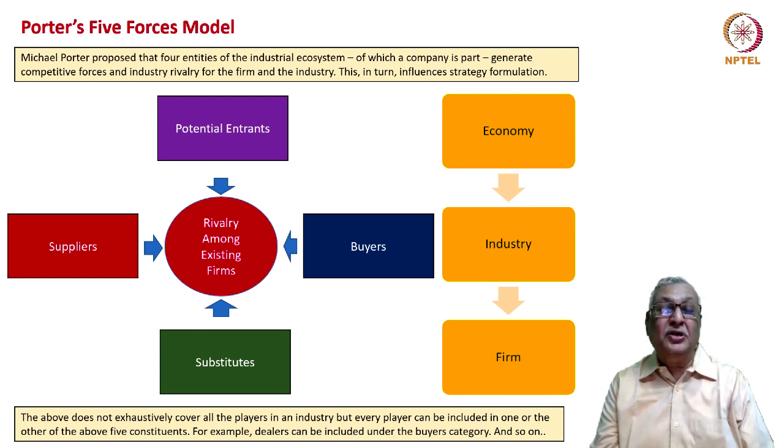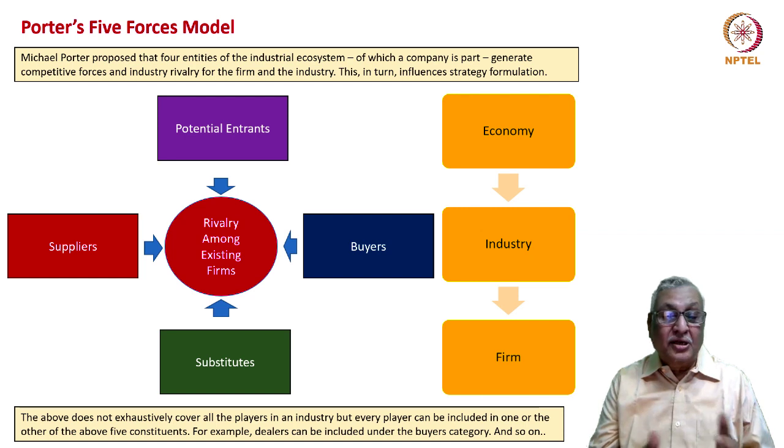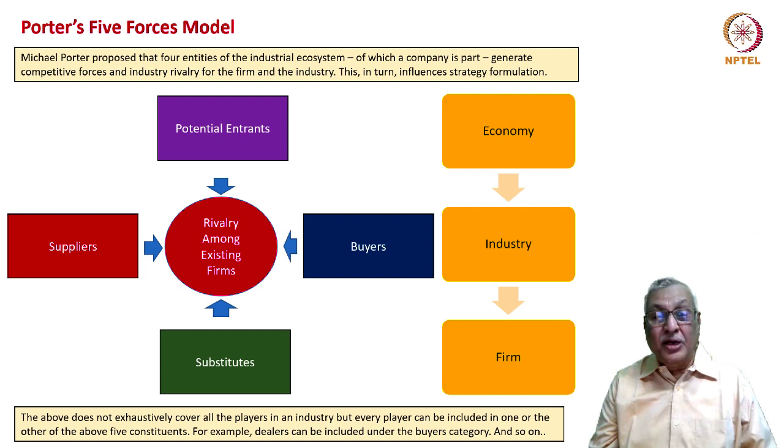Now, these 5 forces do not occur in isolation. They occur in the overarching umbrella of economy, and later the industry, and finally the firm. Every player can be included in one of the above 5 constituencies. A firm can be a potential entrant, a firm can also be an incumbent, a firm can be a buyer, a firm can be a supplier, a firm can be provider of substitute products. A firm can contribute to and also be subject to rivalry in the industry. At times, a firm plays multiple roles simultaneously.